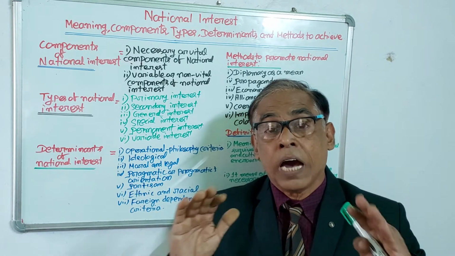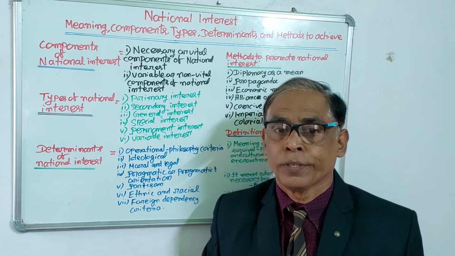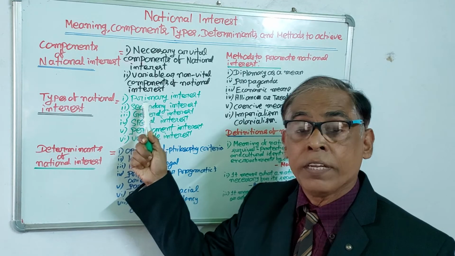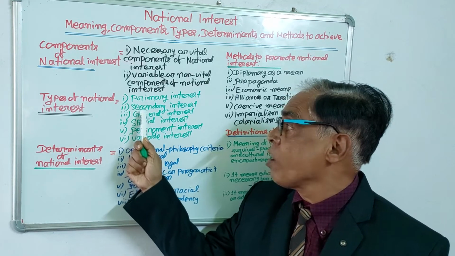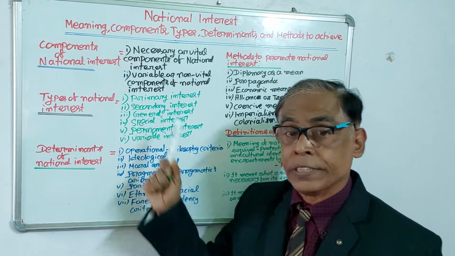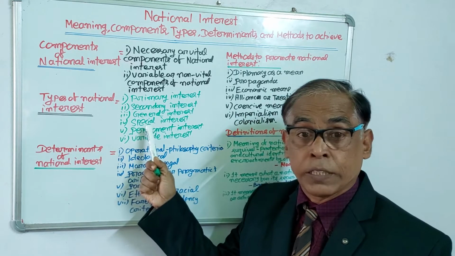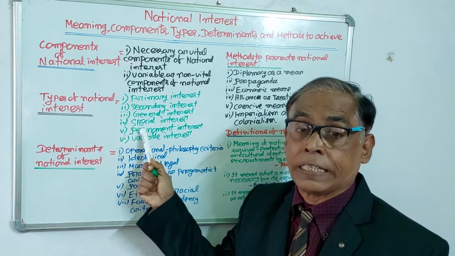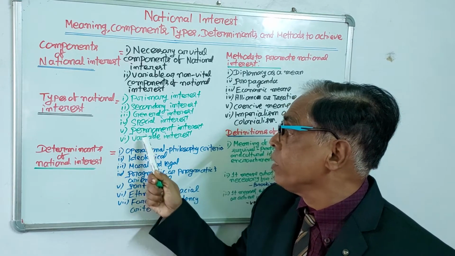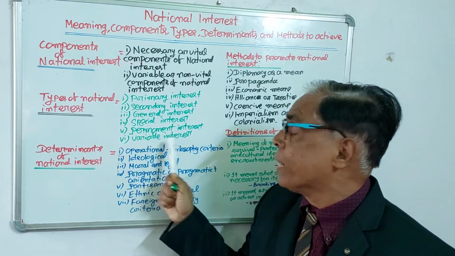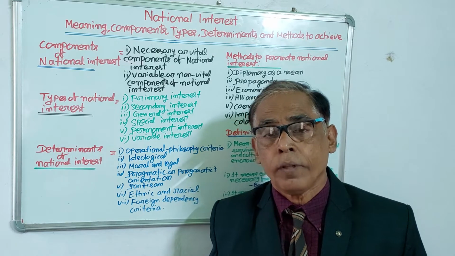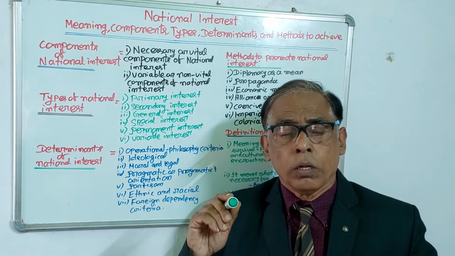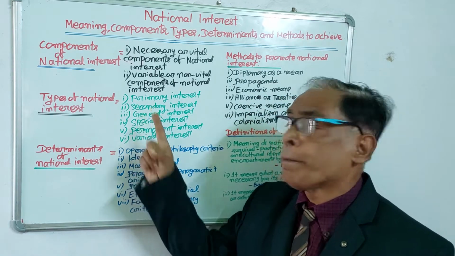National interests are of six types. Number one is primary national interest, second is secondary national interest, then general national interest, specific national interest, permanent national interest, and variable national interest. So, the first one is primary national interest.